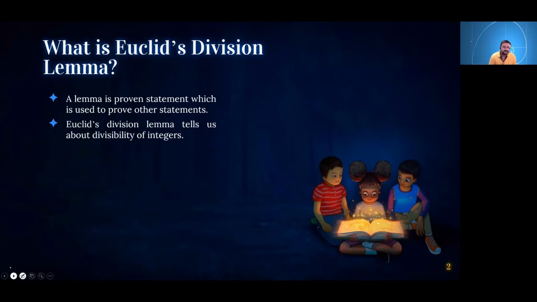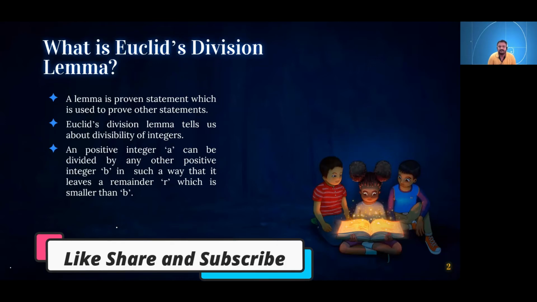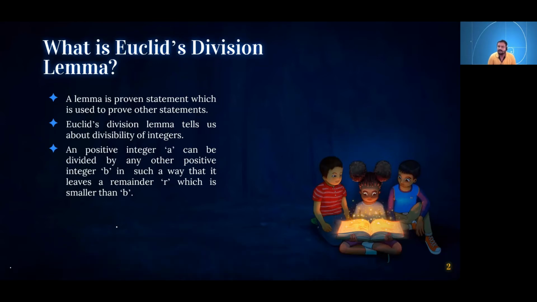Okay. See the next point. Any positive integer a can be divided by any other positive integer b in such a way that it leaves a remainder r which is smaller than b. We have also seen division algorithm in chapter number 2, polynomials. Who will tell me what is that division algorithm? Dividend is equal to divisor into quotient plus remainder.